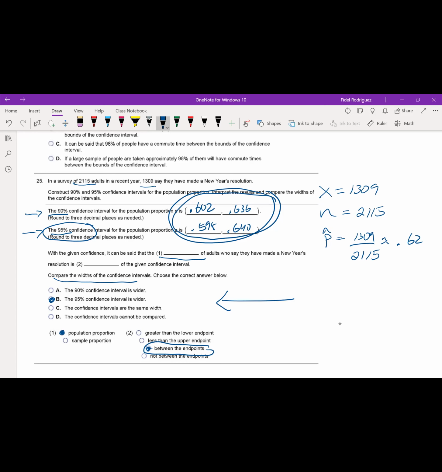If I think about drawing this on a number line, and suppose I wanted to put these two numbers on, I might label this one 0.602, and I might label this one 0.636, okay? Now I'm going to do these in red. 0.598 would be further to the left, and 0.640 would be further to the right. So the red one is wider than, say, this one here in the green. And so the bigger the percentage, that's going to be the wider one. Okay.